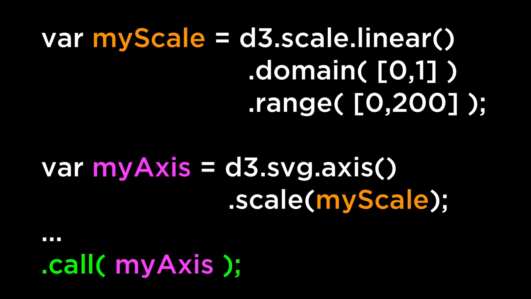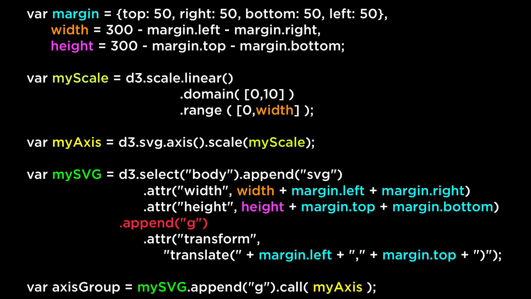over the whole range. If we include in the margins and the scale, this is the full code we are going to use. First, we define the margin and the width and height of the inner SVG container. Then we define the scale such that the range goes from 0 to the width of the inner container. Then we define the myAxis variable and pass the scale to it. Then we define SVG viewport container.